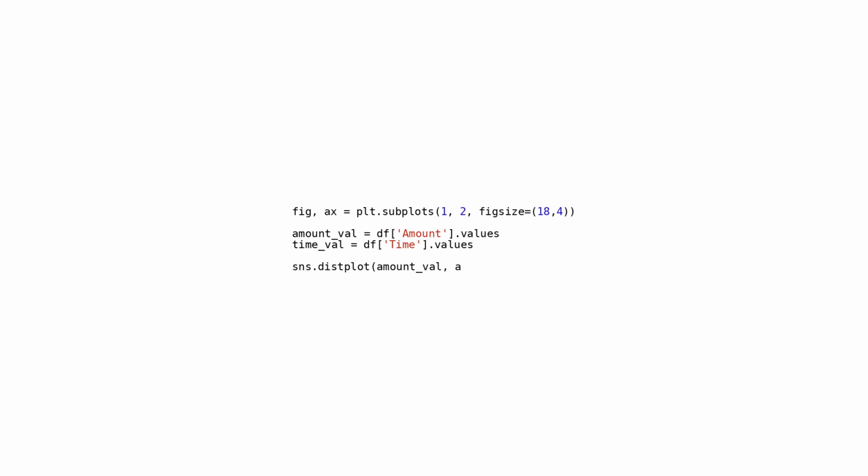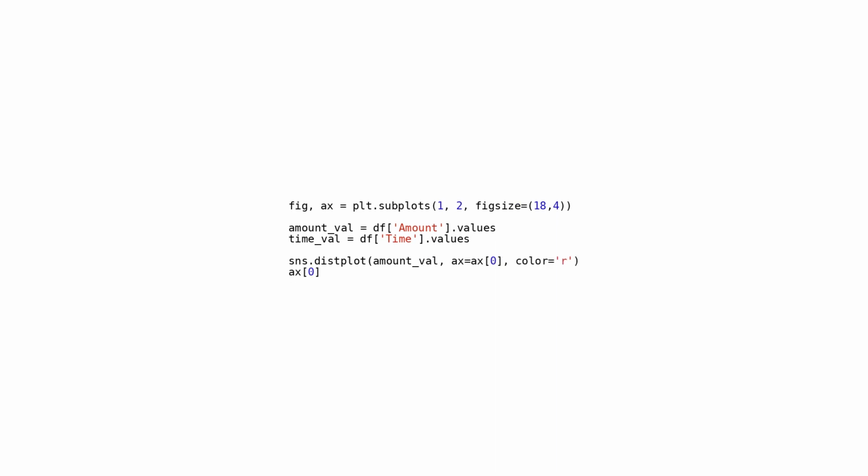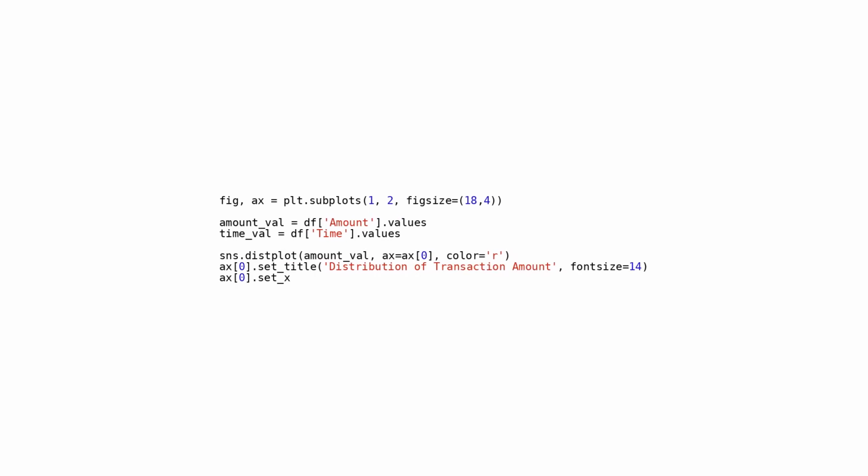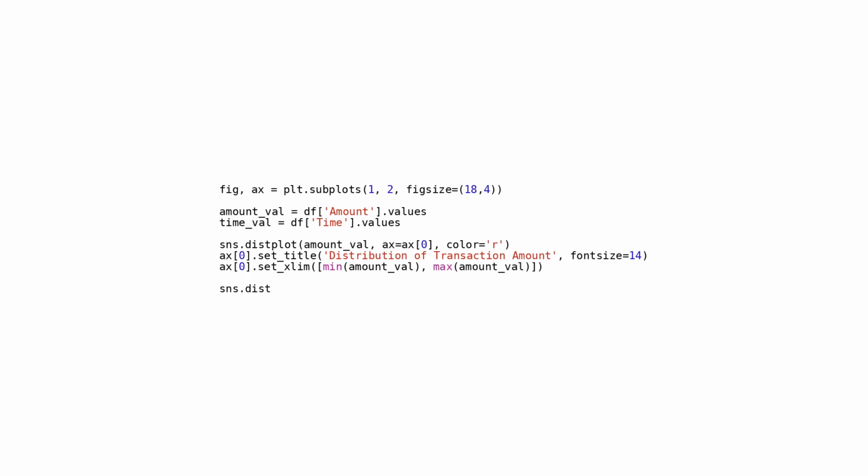This snippet produces a figure with two subplots placed beside each other. The first subplot displays the distribution of transaction amounts using a Seaborn distplot in red, while the second subplot shows the distribution of transaction times using a Seaborn distplot in blue. Adding titles and adjusting the x-axis limits for both subplots enhances clarity and aids in understanding the visualized data.